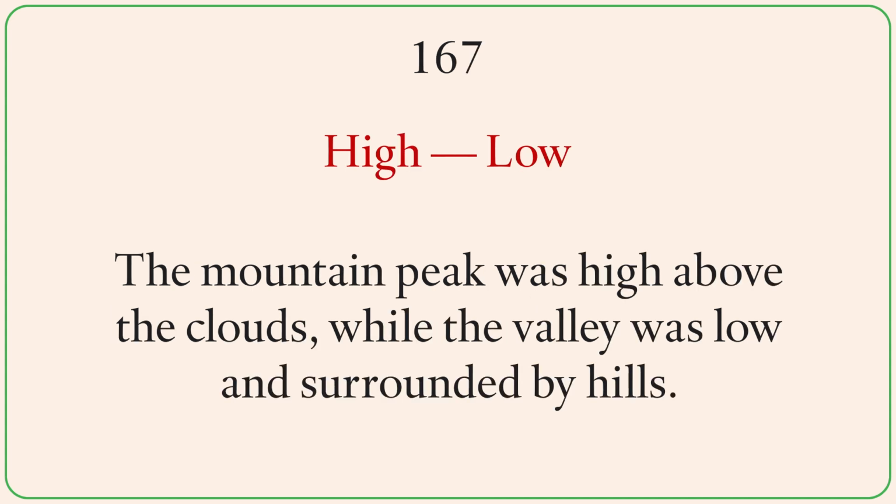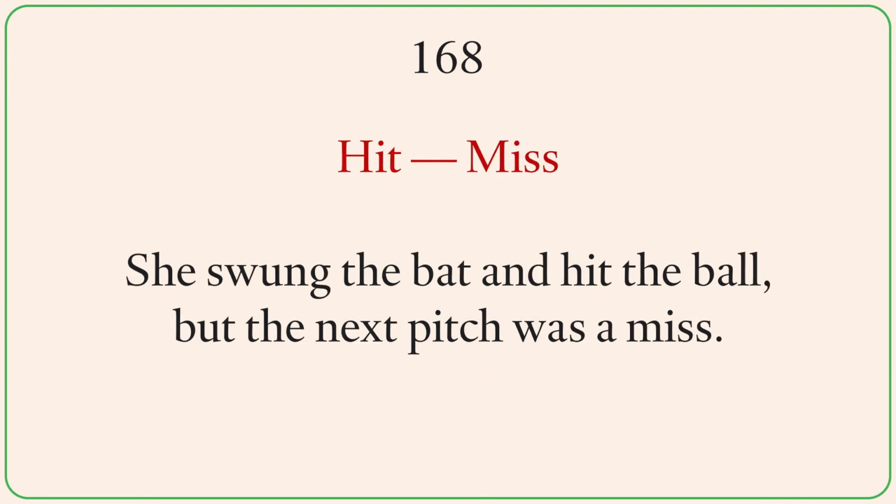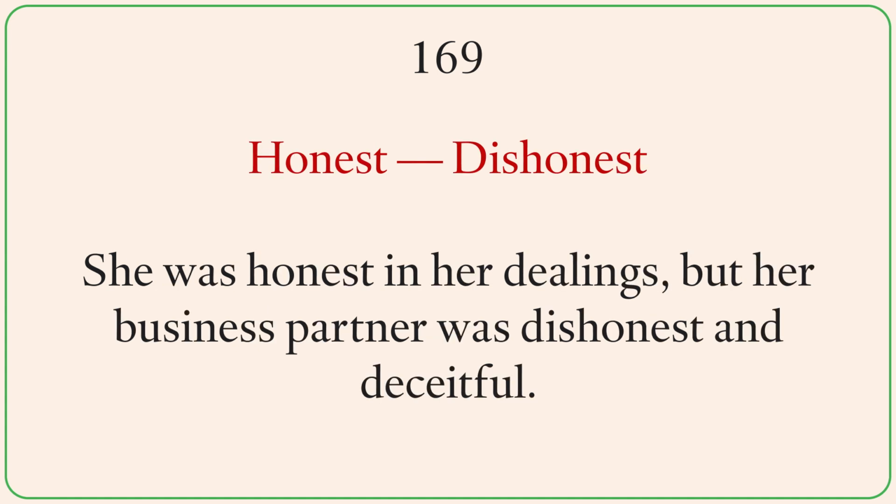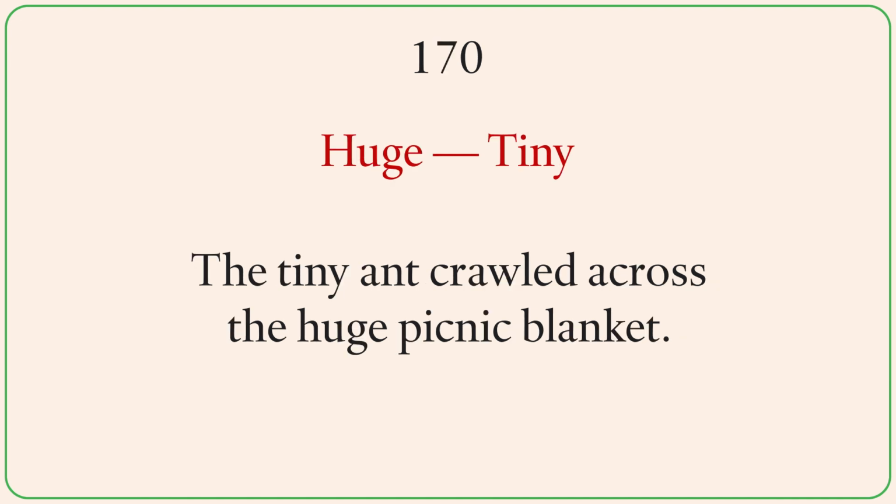High. Low. The mountain peak was high above the clouds, while the valley was low and surrounded by hills. Hit. Miss. She swung the bat and hit the ball, but the next pitch was a miss. Honest. Dishonest. She was honest in her dealings, but her business partner was dishonest and deceitful. Huge. Tiny. The tiny ant crawled across the huge picnic blanket.